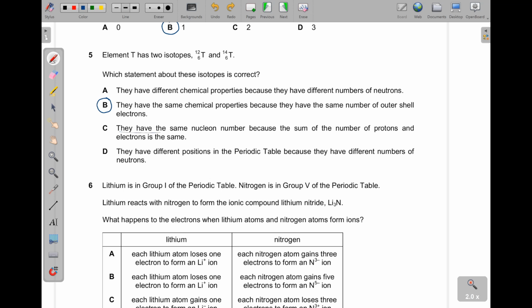But when you look at C, they have the same nucleon number because the sum of the number of protons and neutrons is the same. Nucleon number is the same as the addition of the number of protons and neutrons. Okay, not electrons. They have different positions in the periodic table? No. The fact that they have the same proton number, then they are in the same positions.